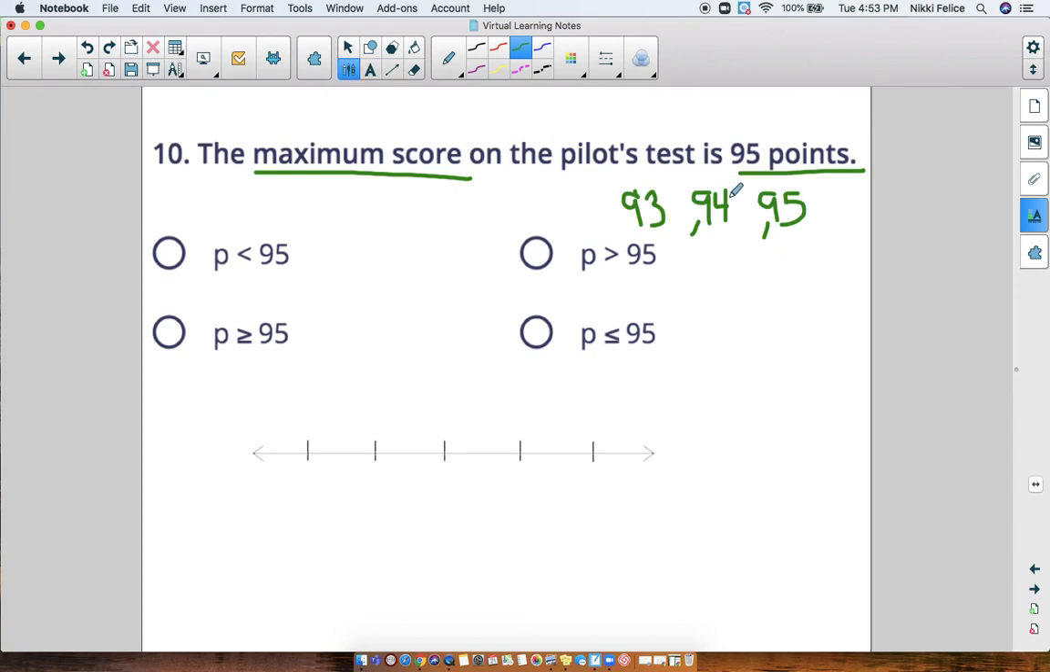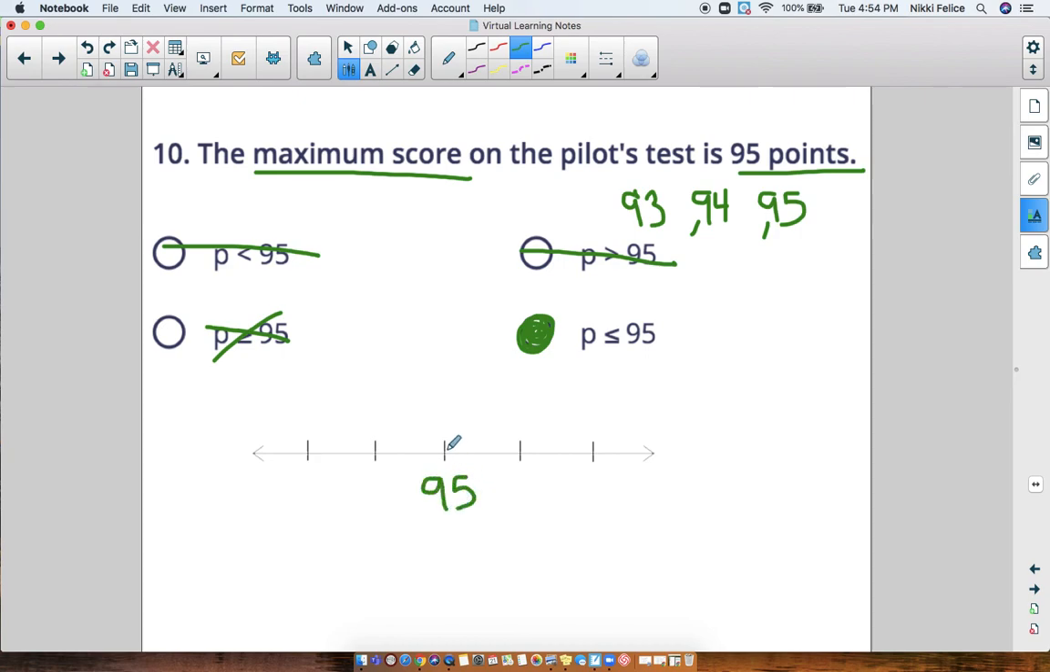So we're looking for the points that are less than 95 or equal to 95. That's what's possible. So I can cross off these ones because these don't include 95 as an answer, but I know 95 could be possible. So how many points can you score? Remember, P stands for points. Can your points be greater than 95? No, they can't. We can't go over 95 points, but my points could be less than 95. I can score less than or equal to 95 points. I can't go over that. So this would be my answer for this one.